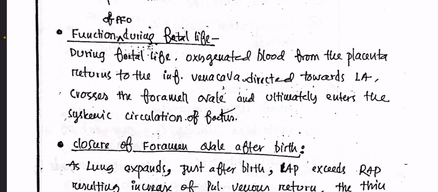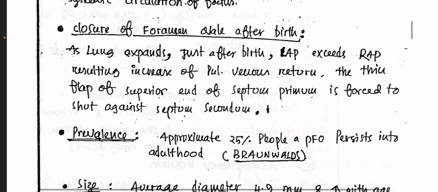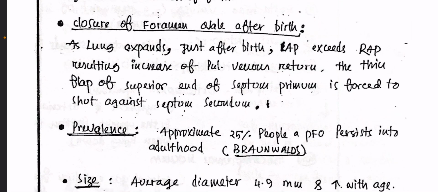During fetal life, oxygenated blood from the placenta returns to the inferior vena cava, is directed towards the left atrium, crosses the foramen ovale and ultimately enters the systemic circulation of the fetus. Now, closure of foramen ovale after birth. Lung expands. Just after birth, left atrial pressure exceeds right atrial pressure, resulting in increased pulmonary venous return. The thin flap of the superior end of septum primum is forced to shut against septum secundum.